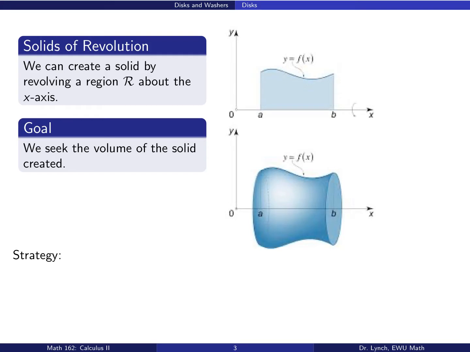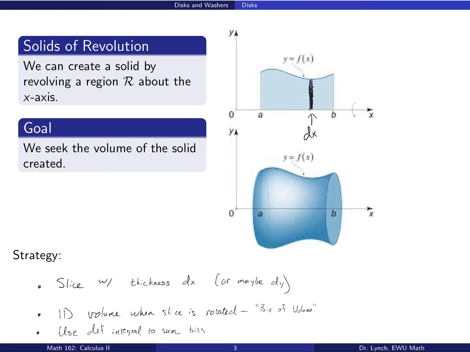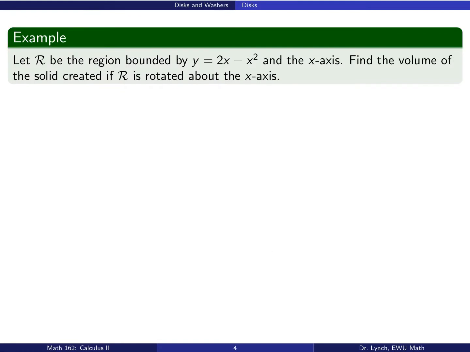And our strategy is going to be thinking about taking a little slice in some direction. In this case, we'll start off by using the x direction and then trying to see what the volume of that slice looks like. So again, our general strategy here will be to take a slice with thickness dx or maybe dy. You can see that depicted here. We'll think about identifying the volume of the solid obtained when that slice is rotated. I'm going to refer to that as a bit of volume. And then we'll use the definite integral to add up all these little bits. So we'll illustrate that with an example.